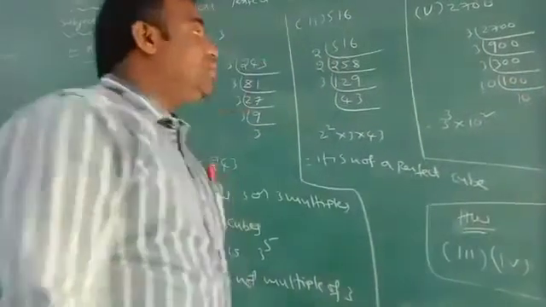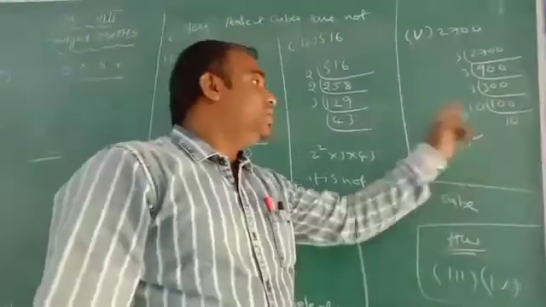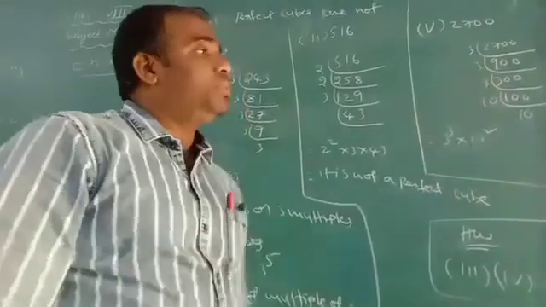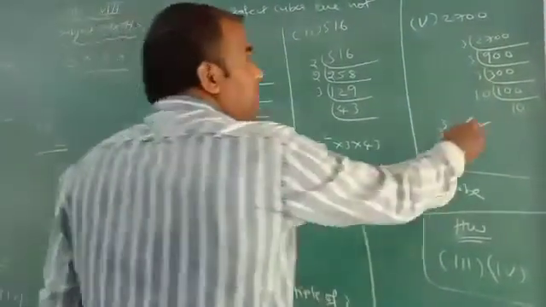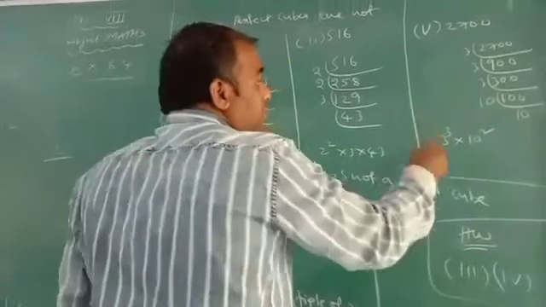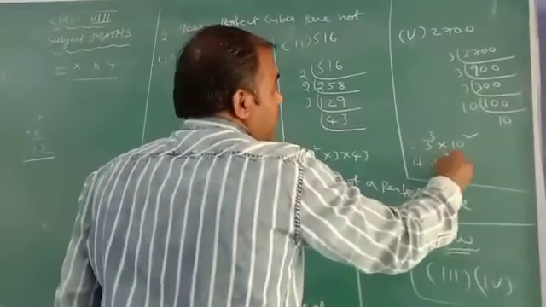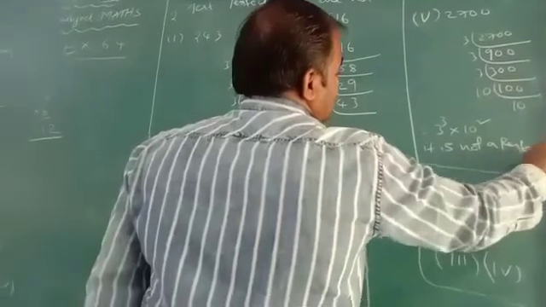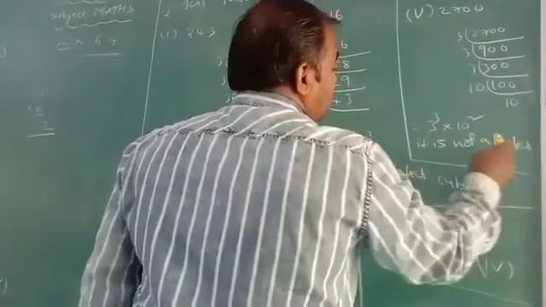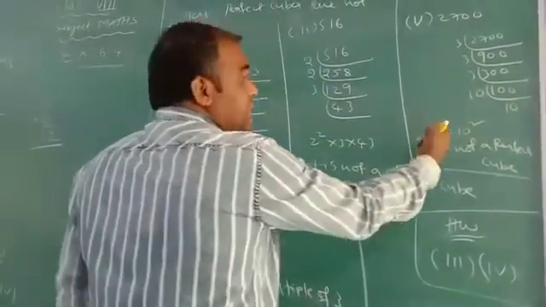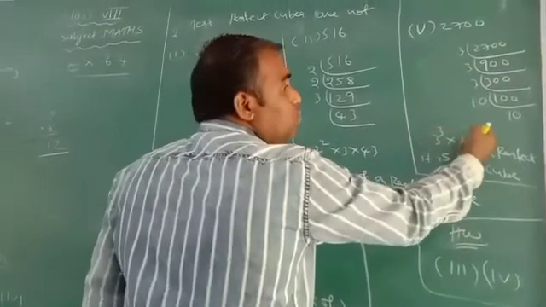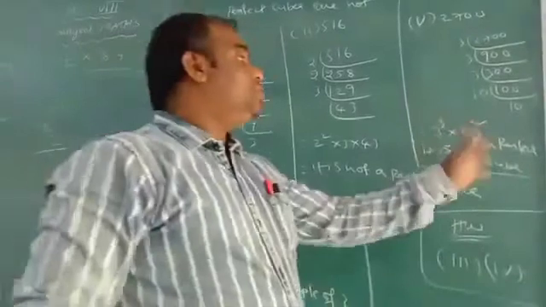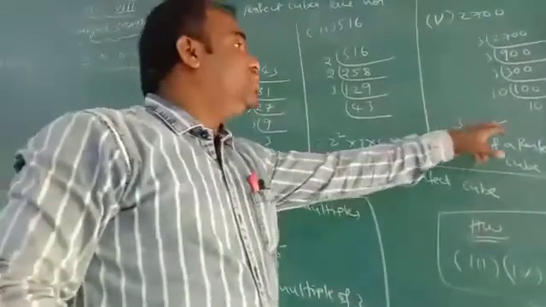See, what is the whole number? The exponent is 3 times 3, or multiples of 3. But here, there is 2. It is not a perfect cube. See, for this number, one exponent is 3, and the other is 2. It is not a multiple of 3. Therefore, for the whole number, one exponent is 3 and one is 2. It is not a perfect cube.